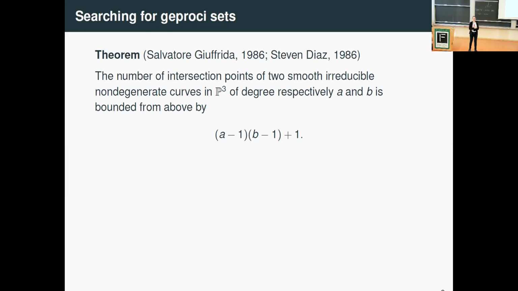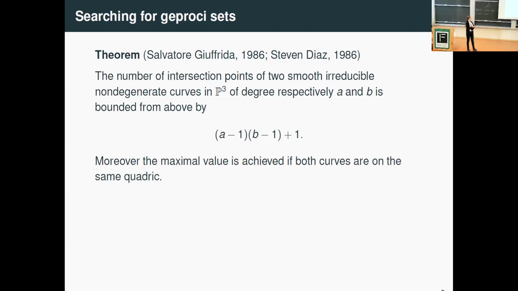But the theorem of Giuffrida, Maggioni and Ragusa from 1986 says that if we have two smooth, irreducible, non-degenerate curves in P3 of degrees a and b, then the number of intersection points is bounded by this number: (a-1)(b-1)+1. So it is not even close to a times b. So this is not the way we can construct a Geproci set.